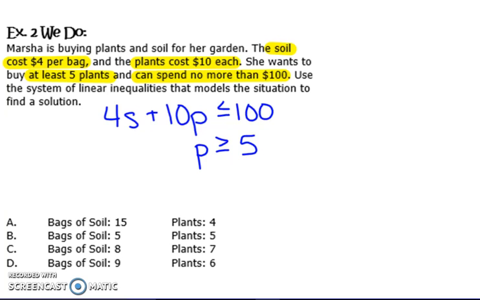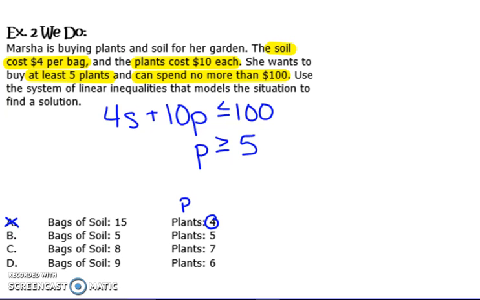So now we're going to check our inequalities. Again, it has to match both of them. So let's start with the second one. P has to be greater than or equal to 5. Well, if I look at my P values already, 4 is not greater than or equal to 5, so I'm going to cross off A. 5 is equal to 5, and then 7 and 6 are greater than.